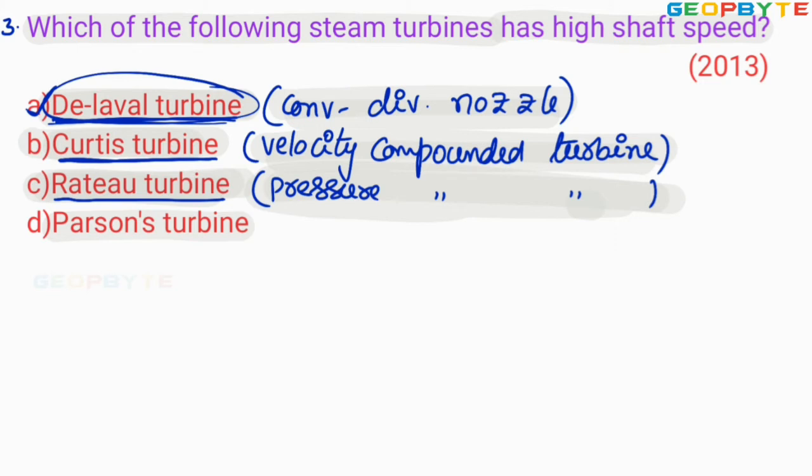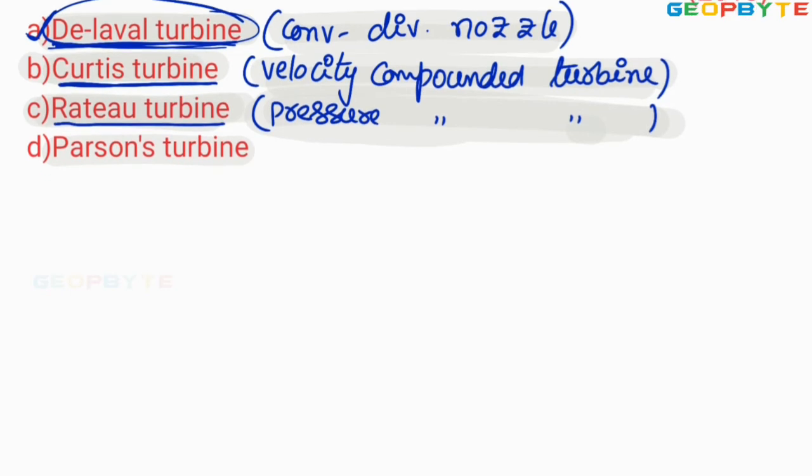Compounding means method of reducing the speed of the turbine by expanding the steam in more than one stage is called compounding. Let me write that point. Compounding of steam turbine.